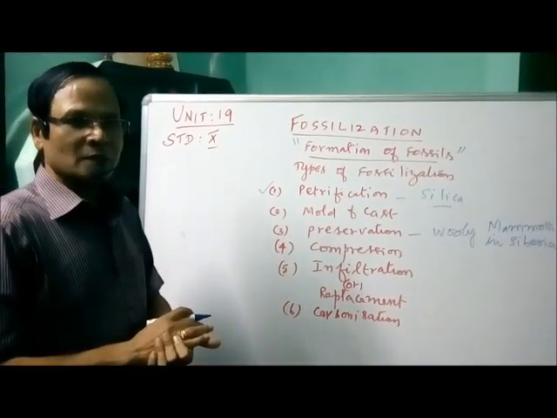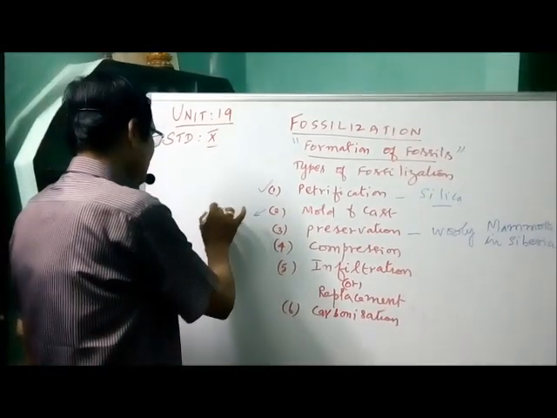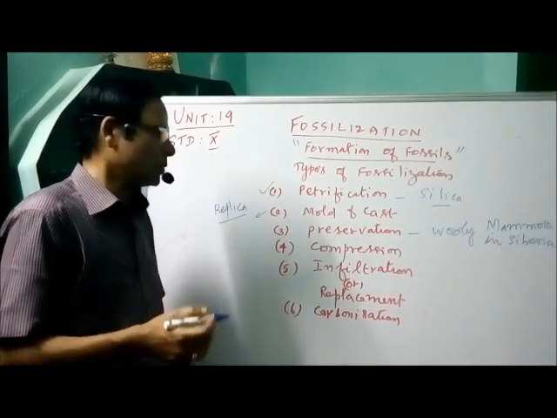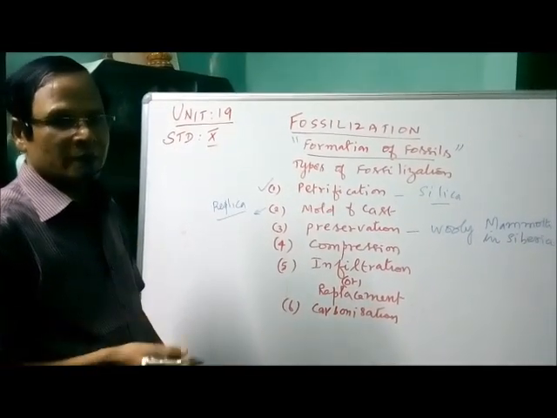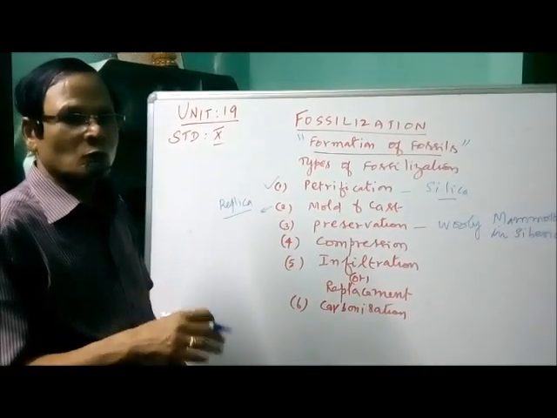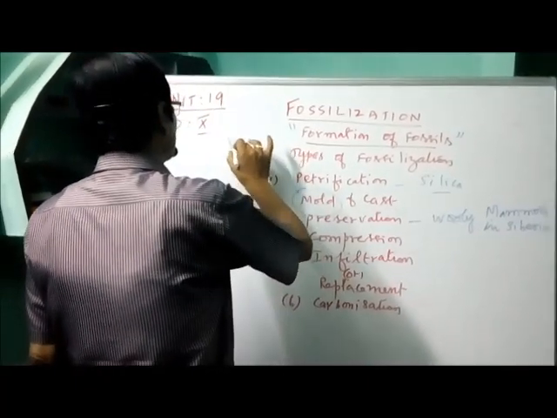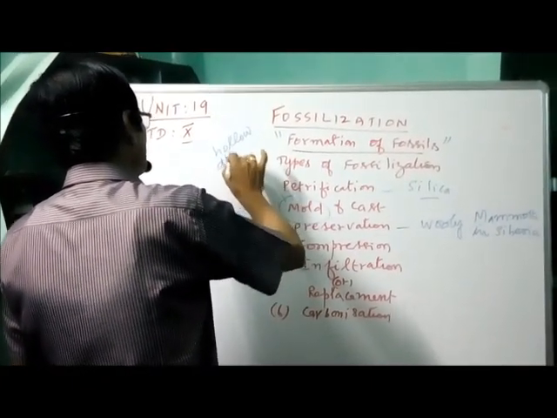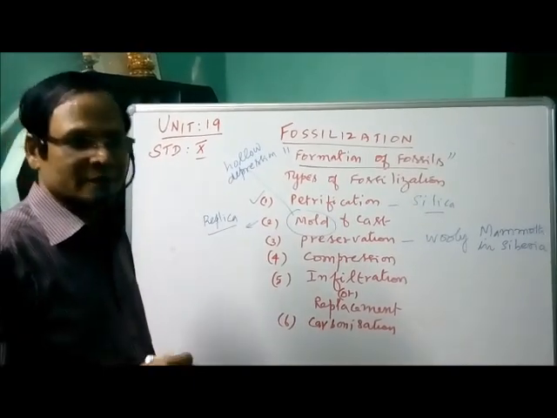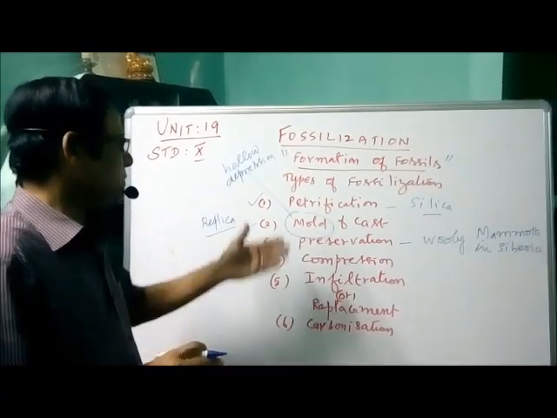Now mold and cast. What is a mold? Normally it is a replica, the exact copy, of the dead animal or plant part. When the animal dies and is buried deeper at the bottom, the original body parts are dissolved in water and a hollow depression is formed. For example, an elephant which lived 10 million years ago walked on sand. It left imprints, and that hollow depression, the footprint, is called the mold.